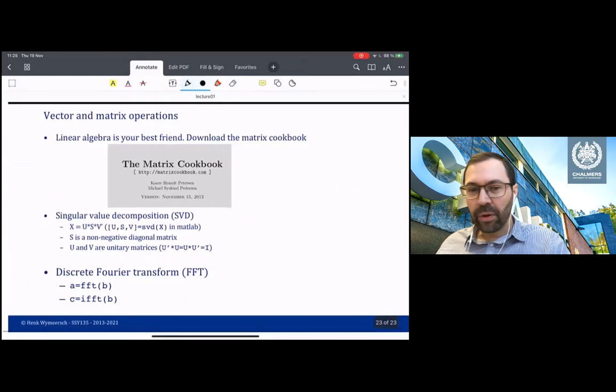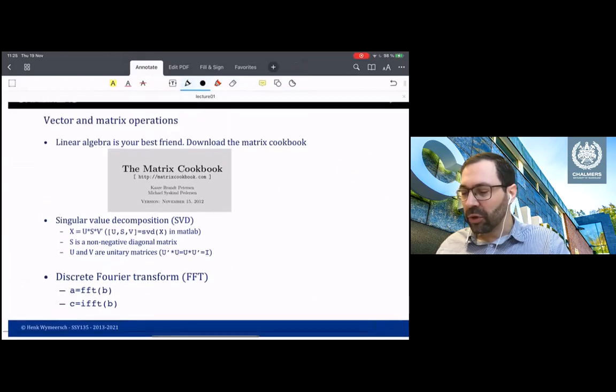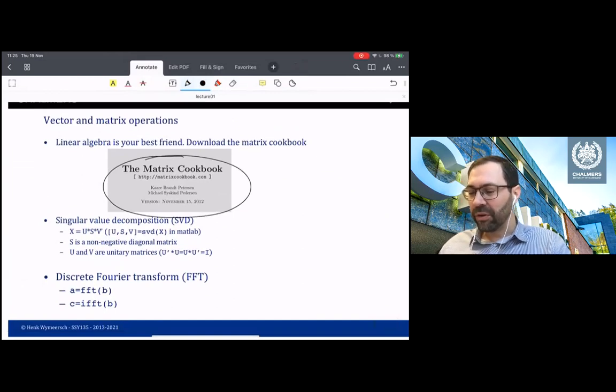Finally, if you want to use vectors and matrices, which we will use a lot, I recommend that you download this matrix cookbook. It has lots of cool stuff that you can use for the rest of your career.